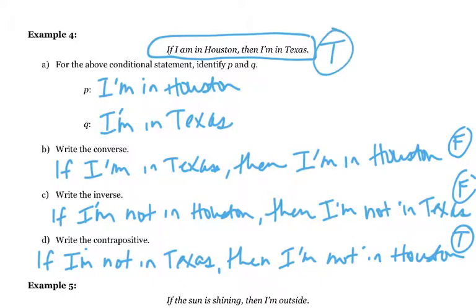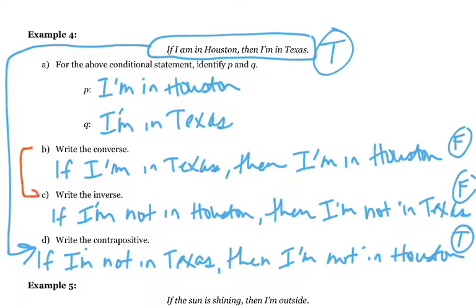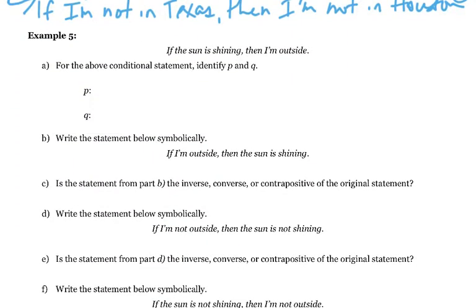So think about the truth values for these and make sure, remember, the conditional is equivalent to the contrapositive, and the inverse and converse are logically equivalent to one another. So if the conditional creates a true statement, then the contrapositive needs to also be true. And if the converse is a false statement, then the inverse would also need to be a false statement.